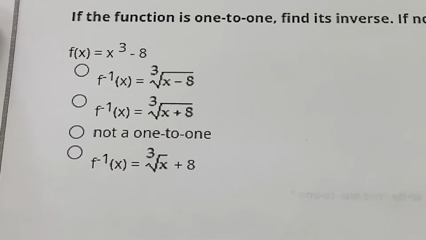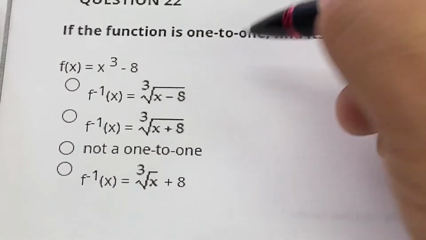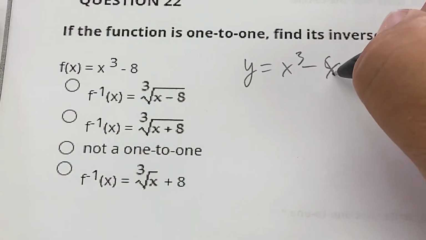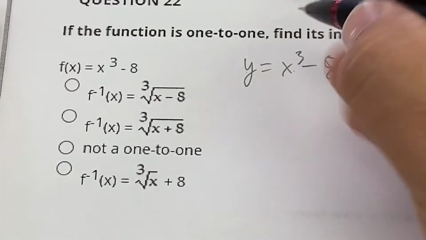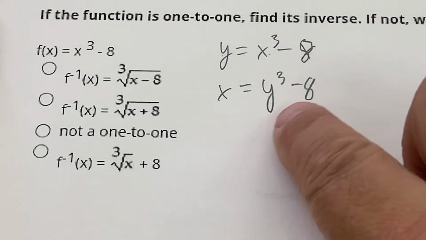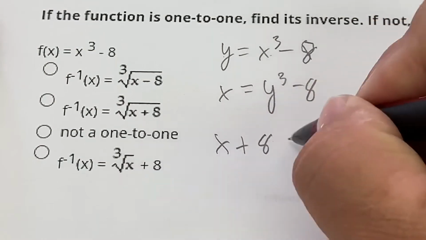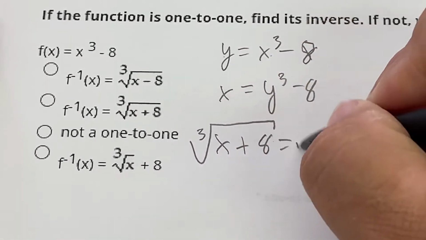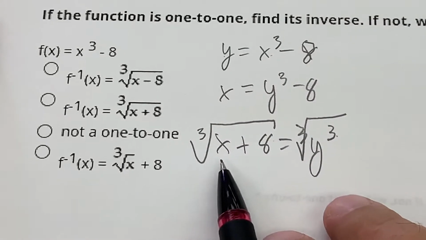X cubed is a one-to-one function. So I'm going to rewrite it. I'm not going to skip any steps. I'm going to rewrite it as y equals x cubed minus 8. Flip-flop the x and y, so it's going to be x equals y cubed minus 8. Now I'm going to solve it for that y. I add 8 to both sides. X plus 8 equals y cubed. The opposite of cubing is cube root. So you have to cube root the whole thing. And that's going to give me the cube root of x plus 8.